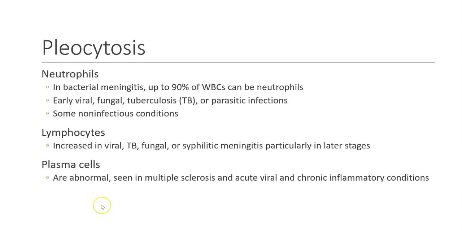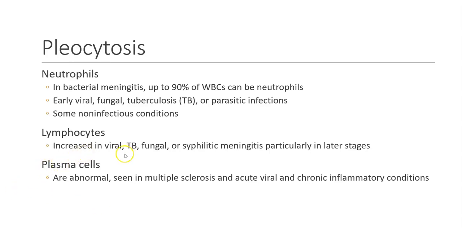So again, pleocytosis is the presence of cells, and there's a variety of cells that may be present in the cerebrospinal fluid. Neutrophils. What is the significance? In bacterial meningitis, up to 90% of the white cells can be neutrophils. So if you remember, neutrophils are your cells that fight off invading microorganisms. Early viral, fungal, tuberculosis, or parasitic infections can cause an increase in neutrophils, as well as some non-infectious conditions.